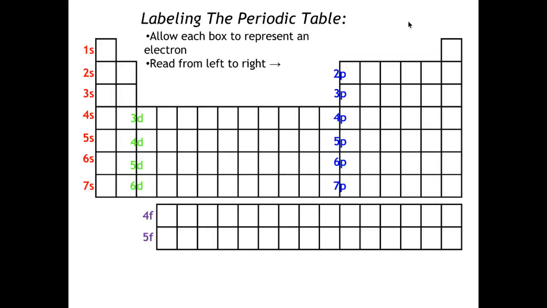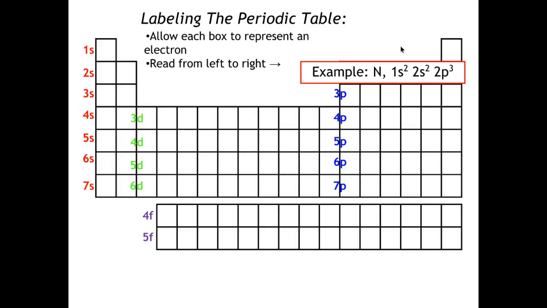We're going to allow a box to represent an electron. And we're going to read the periodic table from left to right, which we have already done. Read it like a book. Nitrogen. Go ahead and give me the electron configuration for nitrogen. We did this last time. Did you come up with 1s2, 2s2, 2p3? Here is 1s2, reading like a book, 2s2. And then over here it'd be 2p1, 2p2, 2p3, right there behind this box.